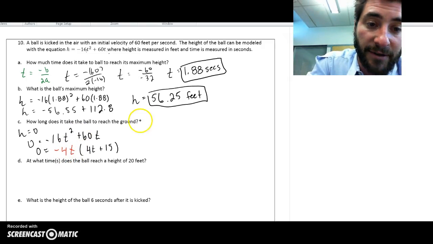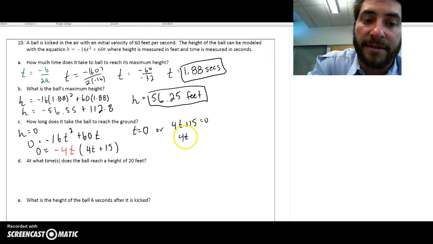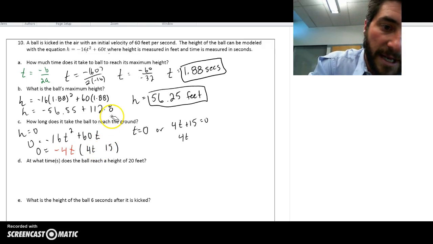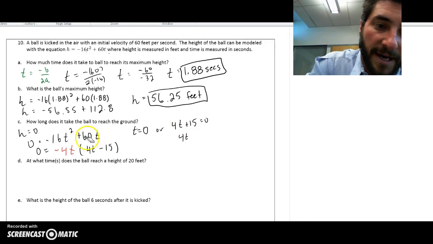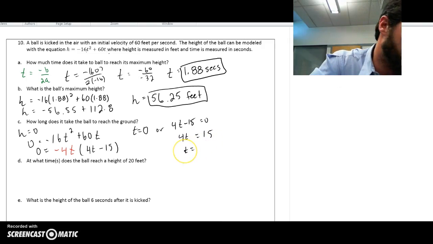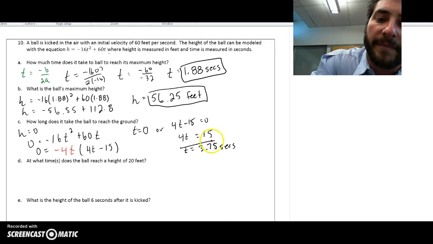So either t is 0, or 4t plus 15 is 0. It should be a negative: when I divide out a negative there, I get negative 15. So I can add 15 to both sides, and then divide by 4 and get t equals, what's 15 divided by 4? 3.75. Now, this is your answer.